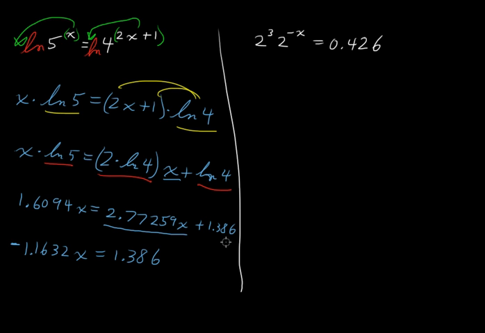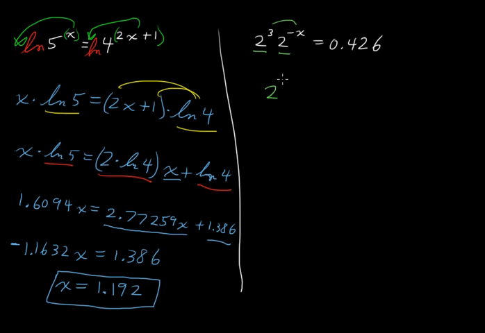And we still have left the 1.386. Okay, now just divide by the coefficient of x. And the answer is x equals 1.192. The next problem deals with 2^3 times 2^(-x) equals 0.426. Well, when you are multiplying like bases, as we have here, the bases of 2, you add these exponents.